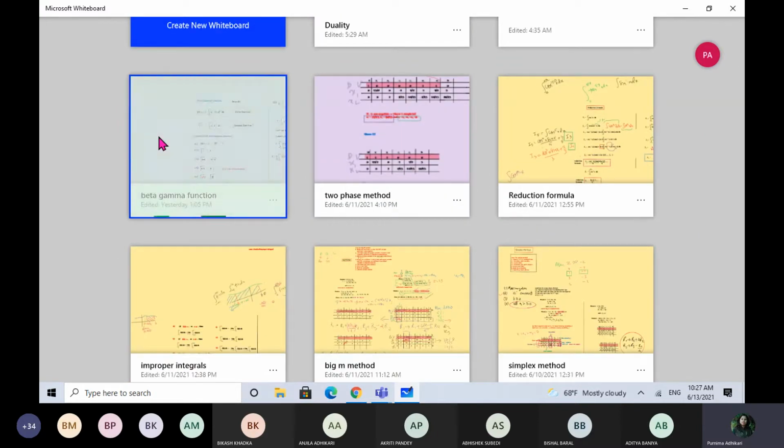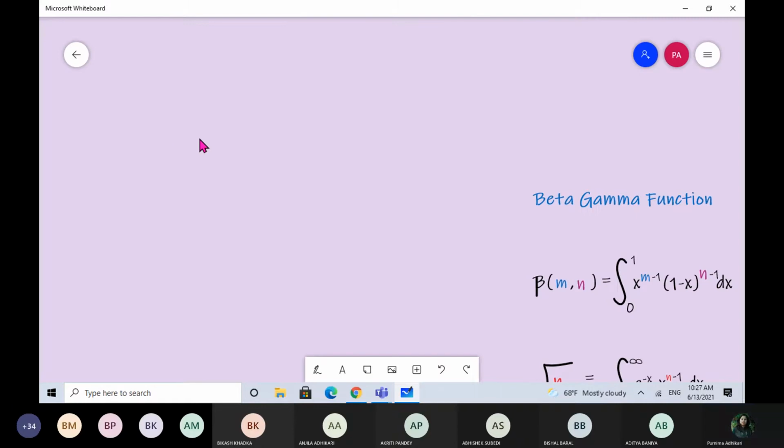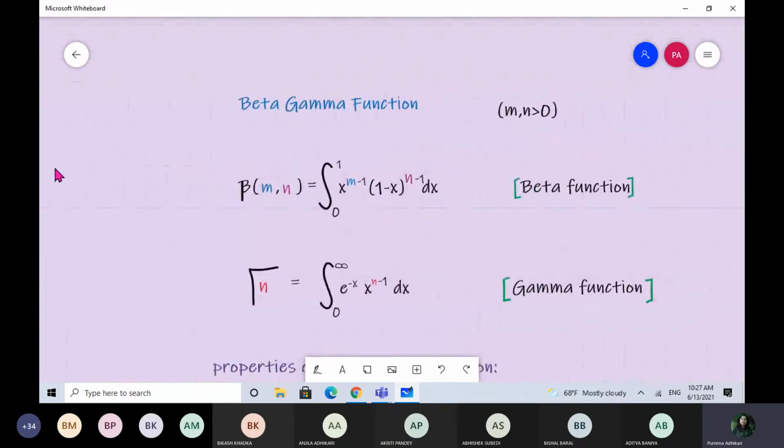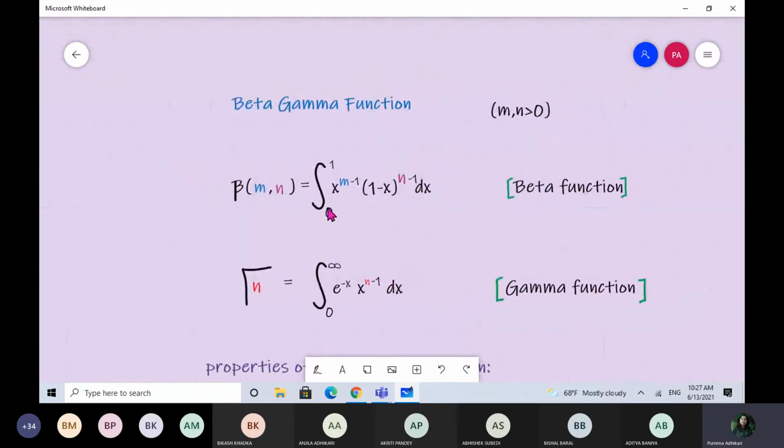So we must have seen 2 to 3 properties last time, as far as I remember. So these were your beta gamma function.